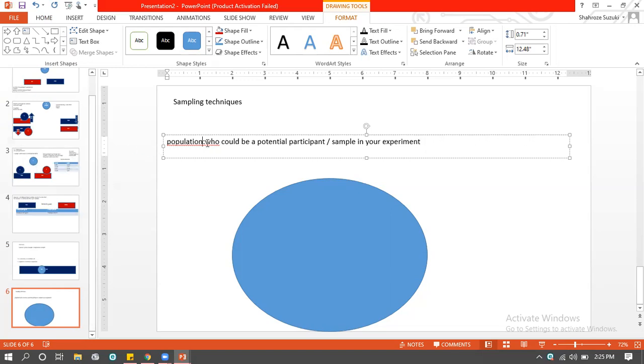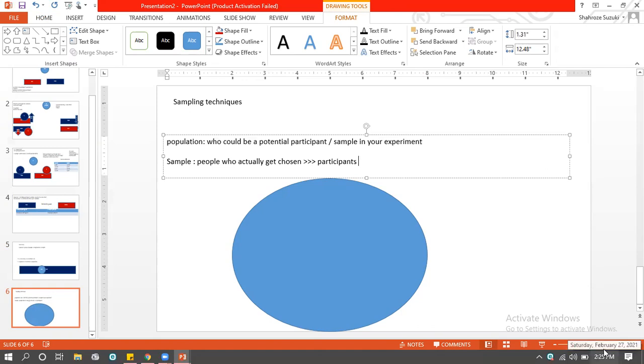So population is the potential candidates for my study, right? Sample is the people who actually get chosen in the study, the actual people who later become the participants. So when you're selected, you become the participants. When you have a chance to be selected, you're the population. Any problem with this?